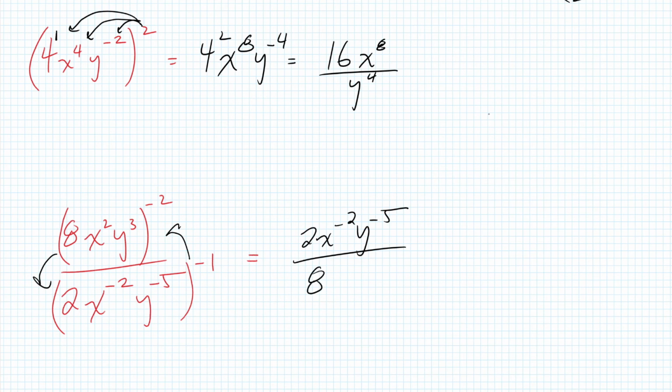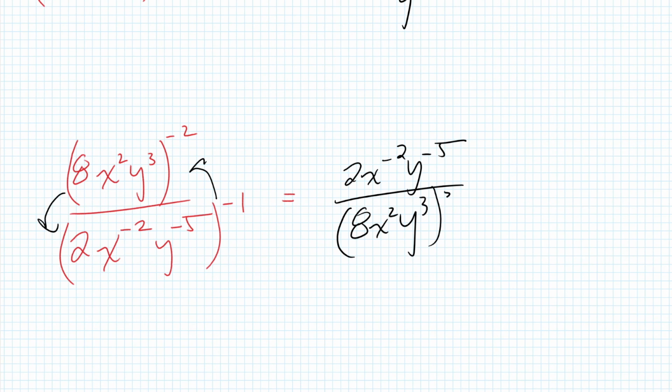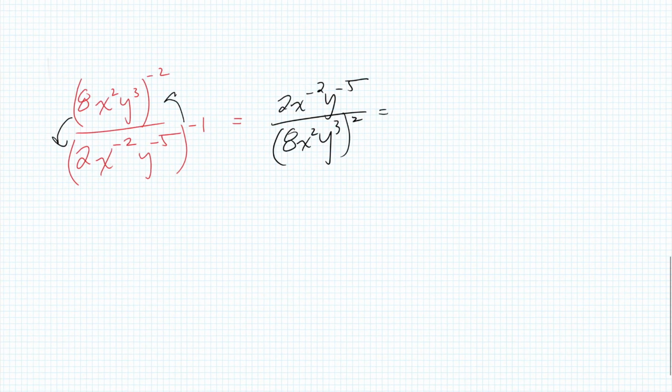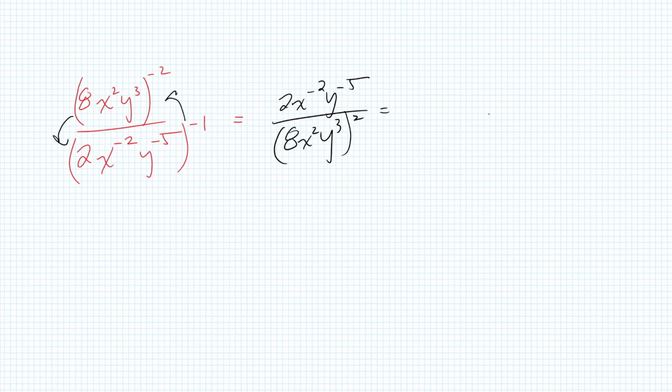And I have 8x squared y cubed to the second. And now the negative became a positive. Next, I'm going to keep the top how it is because I want to raise that power to a power on the bottom. And I'm going to have to raise 8 to the second, x to the fourth, y to the sixth. I'm just multiplying everything by 2.